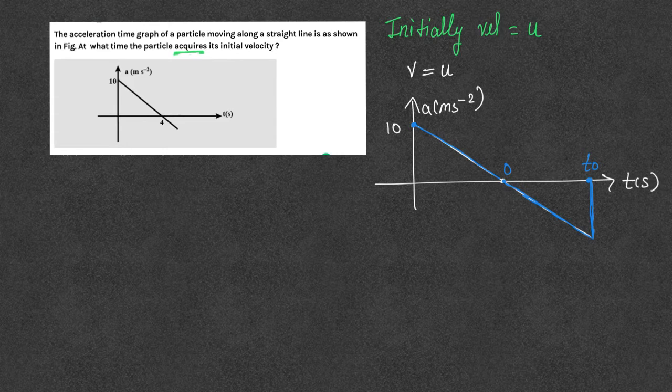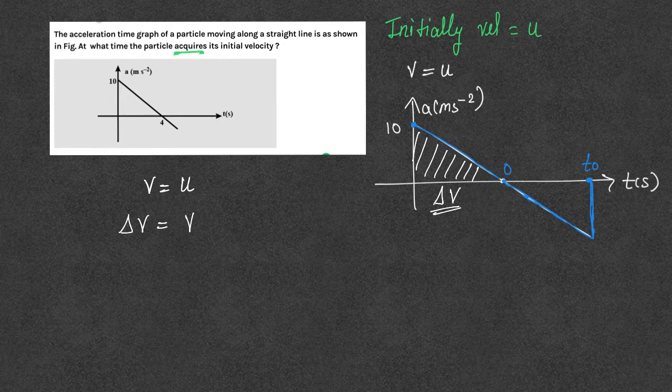So when will the final velocity of a particle become equal to its initial velocity? That is when v is equal to u. So we all know that the area over here is delta v. Delta v is the difference in the velocity, that is final velocity minus initial velocity, which if v is equal to u, then v minus u will be 0. And we know that delta v is the area of this triangle over here. And over here this angle is theta and this angle is theta. This is 4.